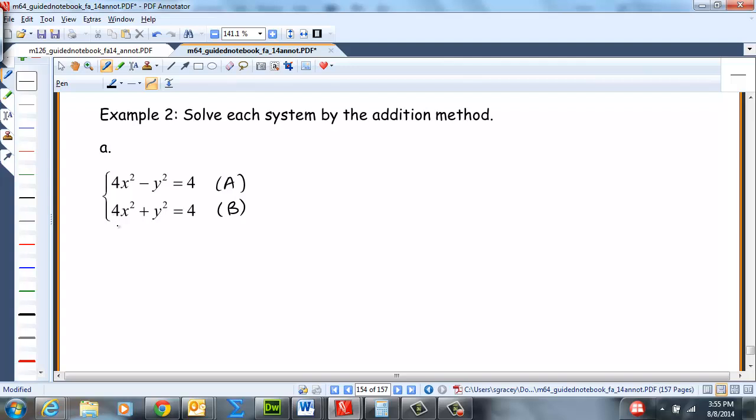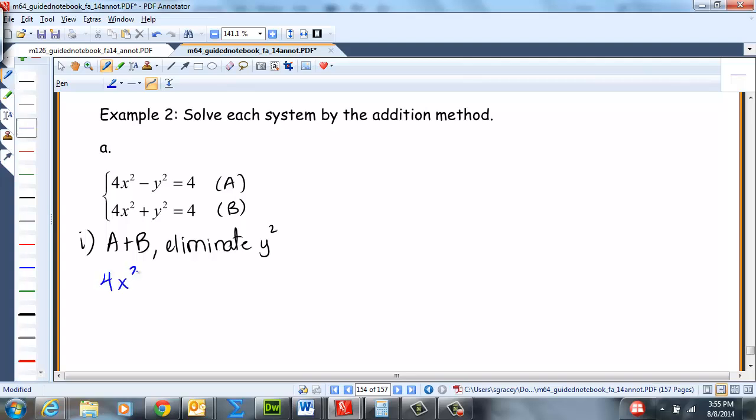Now let's look at the y squareds. Do you see they have opposing signs? You've got a negative here and a positive here, and they're both ones in front. So basically what we can do for our first step is we're just going to add A plus B, those equations, and that's going to allow us to eliminate the y squared. So let's do it.